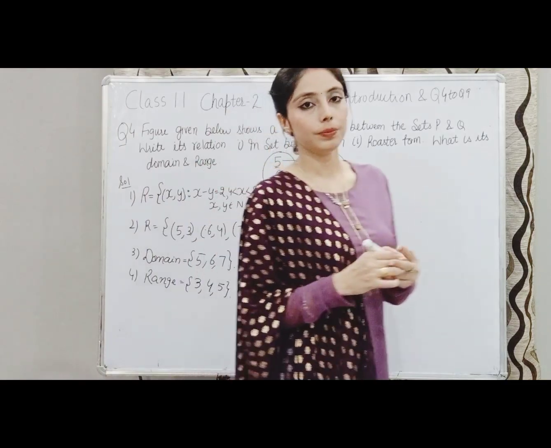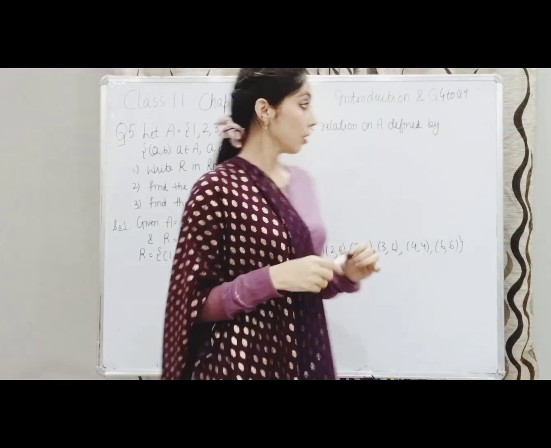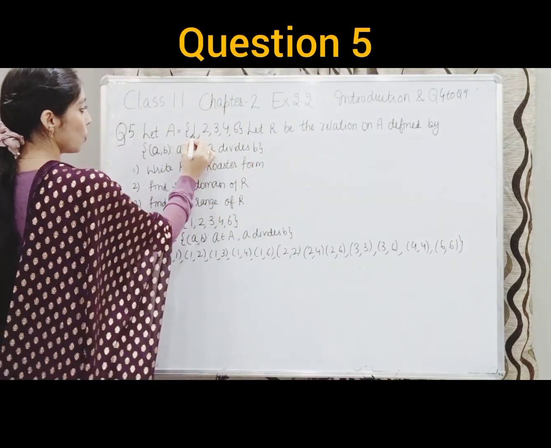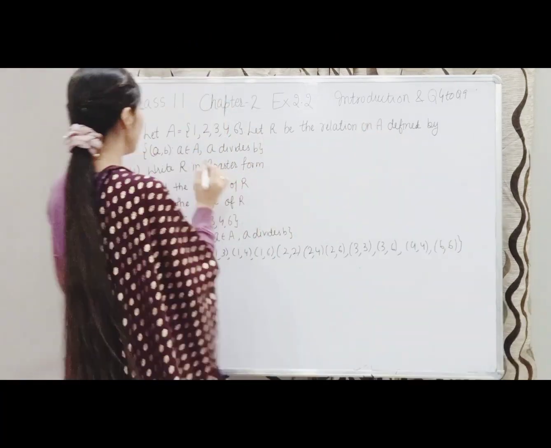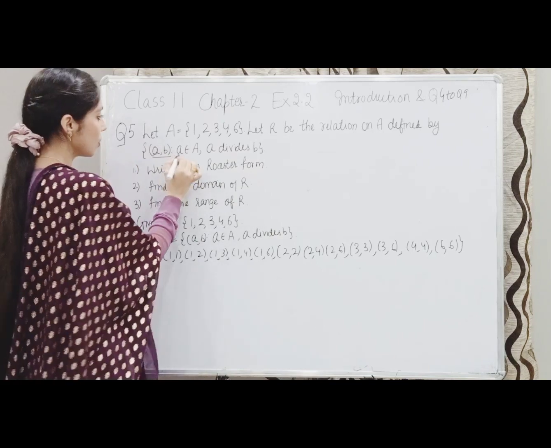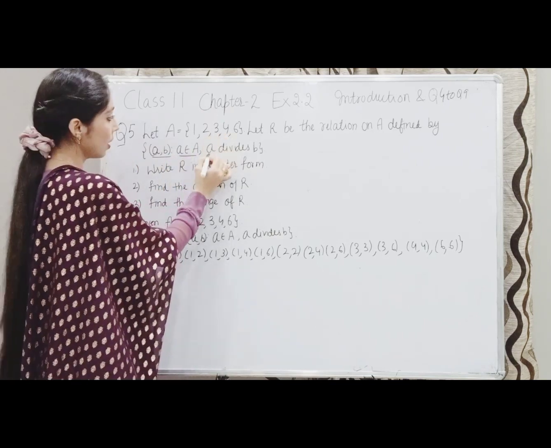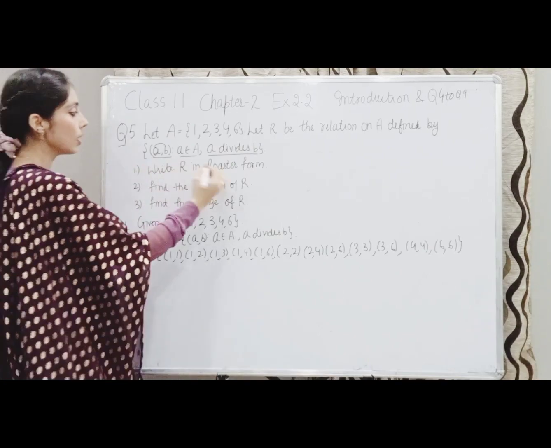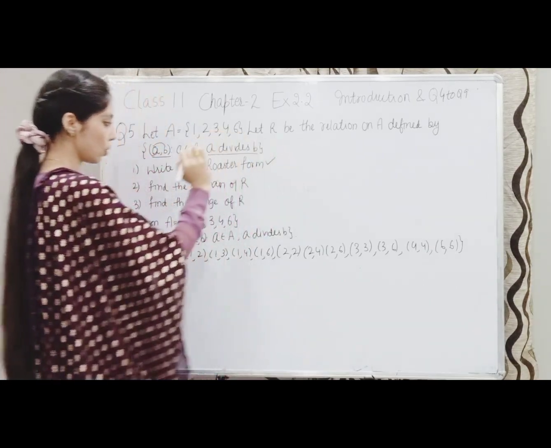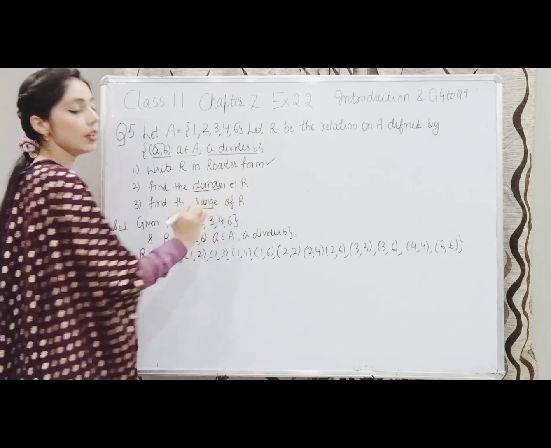Now, let's discuss question number 5. Let A is equal to {1, 2, 3, 4, 6}. Let R be the relation on A defined by those (a, b) such that a belongs to A and a divides b, means the first element divides the second element. We have to find the relation in roster form and the domain and range.